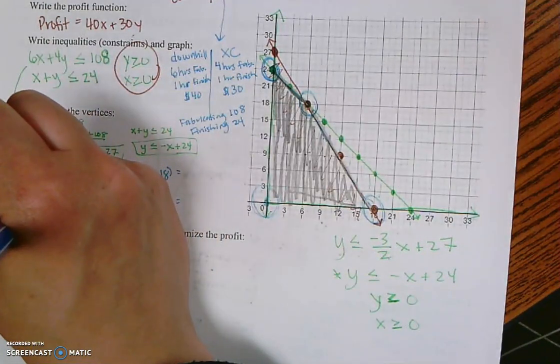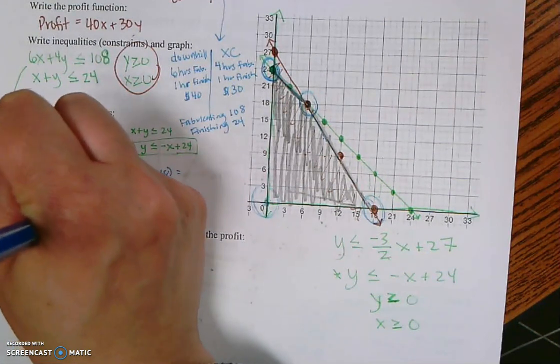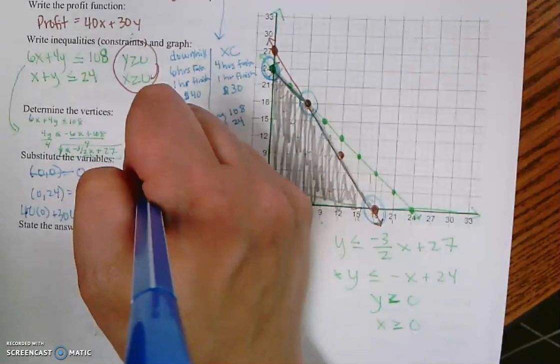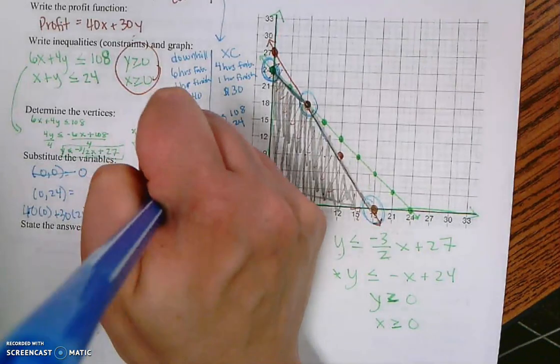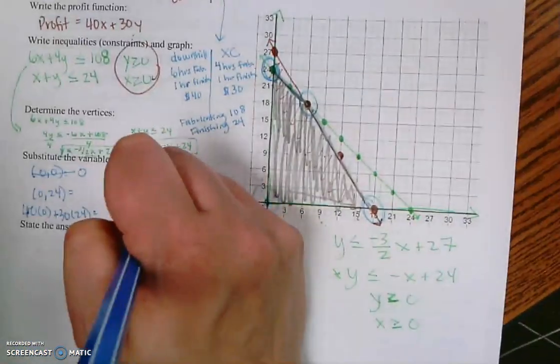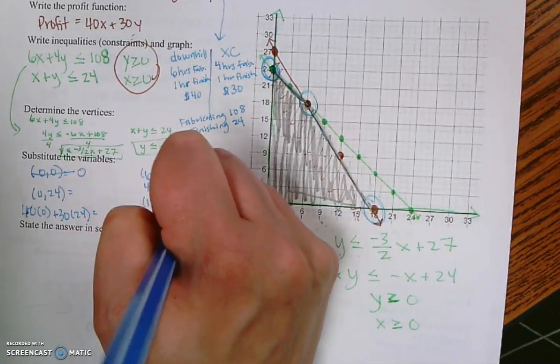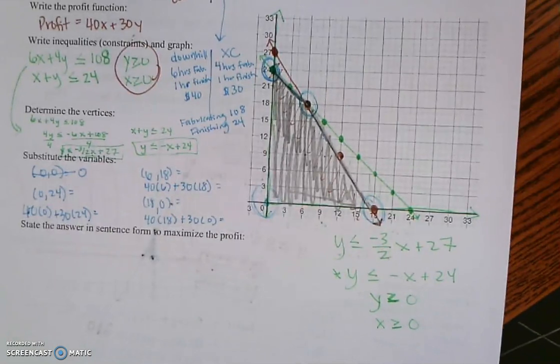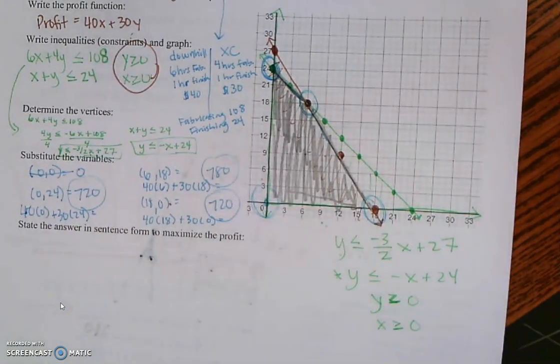0, 24. I'm going to plug that in. 40 times 0 plus 30 times 24. Then I'm going to plug in 6, 18. 40 times 6 plus 30 times 18. 40 times 18 plus 30 times 0. I'm going to plug in each one of these. Ta-da! Magical answers. Okay, I got 720, 720, and 780.